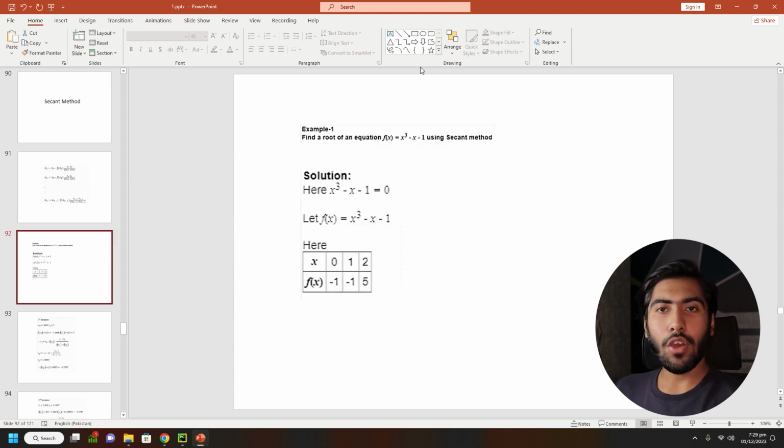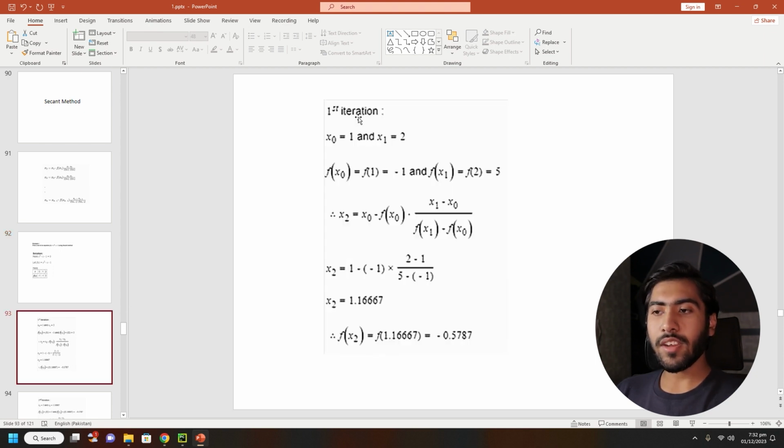So now let's suppose an equation x cube minus x minus 1. Now start putting values from 0 in this equation. If we put 0, we get minus 1. If we put 1, we still get minus 1. But when we put 2, we get 5. Now as you can see, there is a difference in the sign between 1 and 2, which is minus 1 and plus 5. So as signs are changing here, we will take x0 and x1 as 1 and 2 respectively.